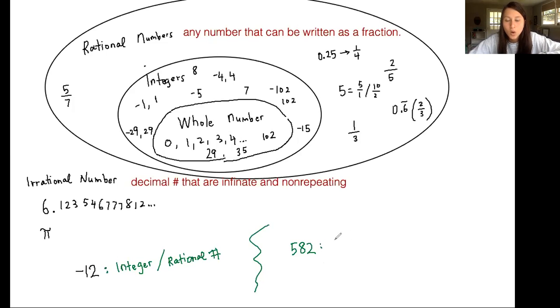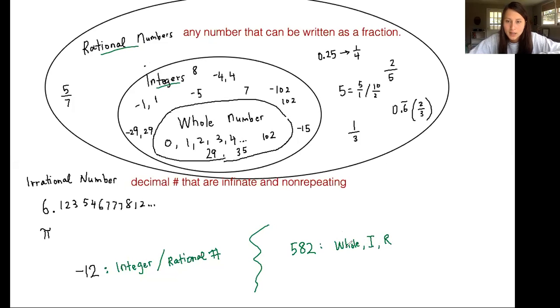If you said that this is a whole number, you're correct. But we also want to describe it as basically any category that it can also fit into. So this would be counted as also an integer, and it would be a rational number. So if you see that a number is a whole number, any whole number is an integer and a rational number. So we would say it's a whole number, it's an integer, and it's a rational number.